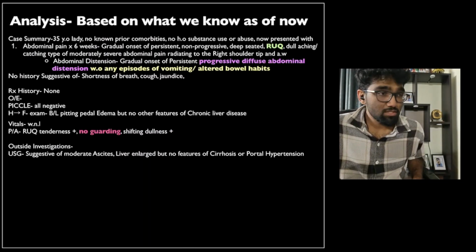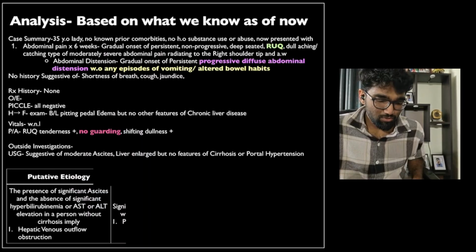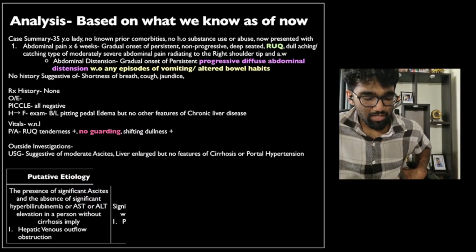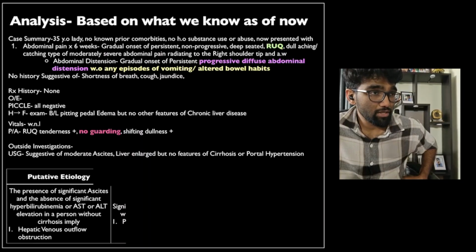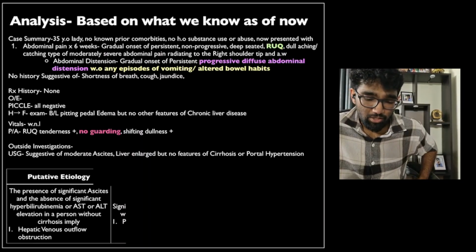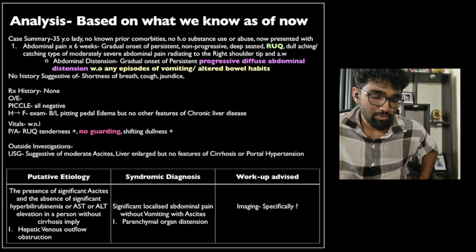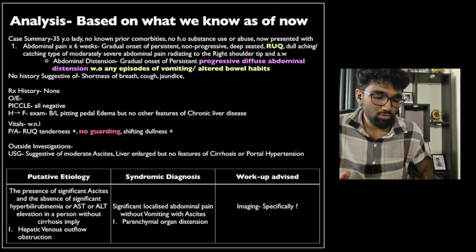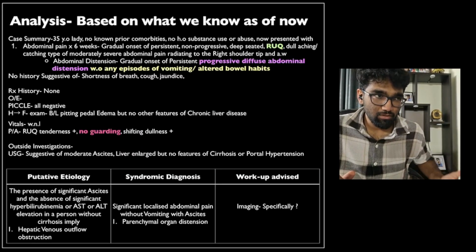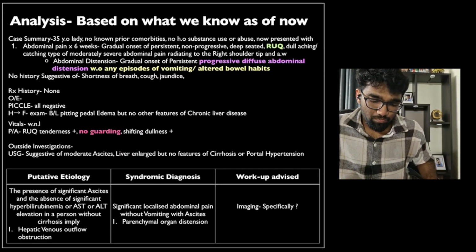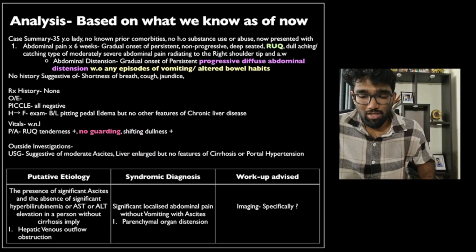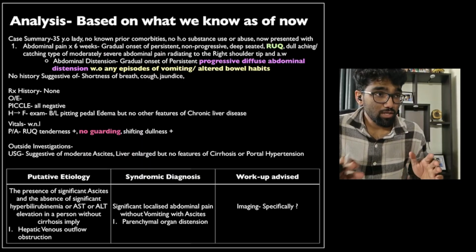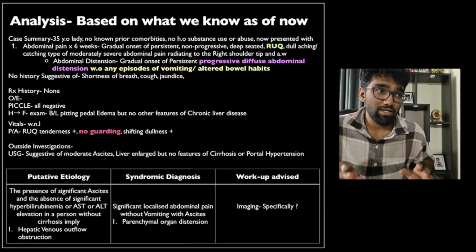Before leaving, we'll just finish this off. Like I said, this case vignette indicates that there is significant localized abdominal pain without vomiting, but associated with significant ascites due to parenchymal organ distension. We've narrowed it down to it most likely being due to hepatic venous outflow obstruction. So what imaging would I do? Would I do a CECT? Would I do an ultrasound, MRCP? What should I do? The answer to this naturally is I would do an IVC and hepatic venous Doppler.